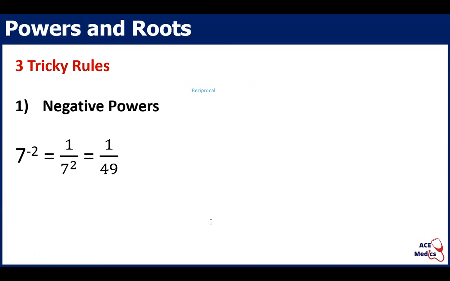Okay? So if we're doing the reciprocal, 7 to the power of minus 2 is the same as 7 over 1. If we flip that, it's going to become 1 over 7. Our minus 2 becomes a positive 2. And then we can just simplify. 7 squared is 49. Does that make sense?